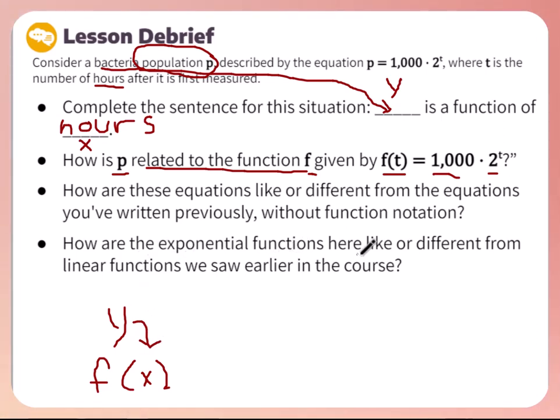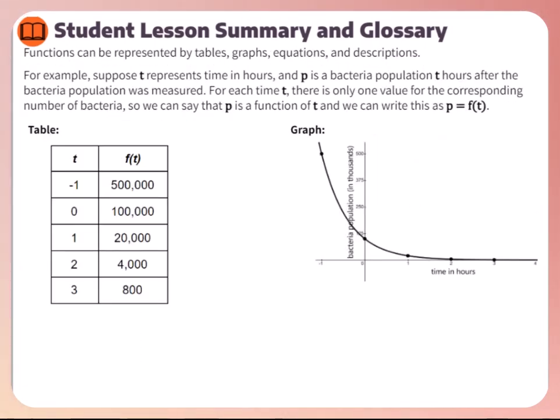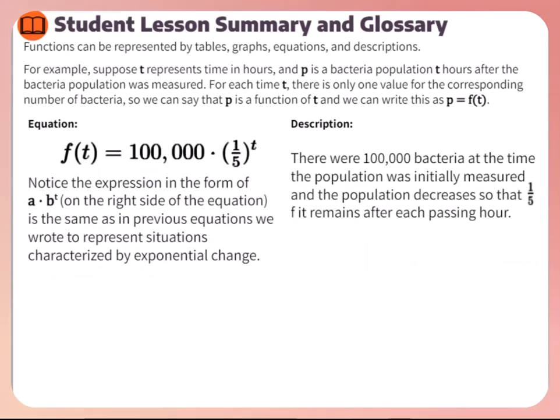How are the exponential functions here like or different from linear functions we saw earlier in the course? So you can think about that and add to that if you want. Go through the summary and glossary. You need to know what an exponential function is, know what that definition is, and how to write that equation, especially the decay function. The growth factor or the decay factor is going to be the amount that's remaining, not what we take away. Okay, look at these graphs, look at the tables, know how to graph in Desmos, and interpret what that means in context to the problem.